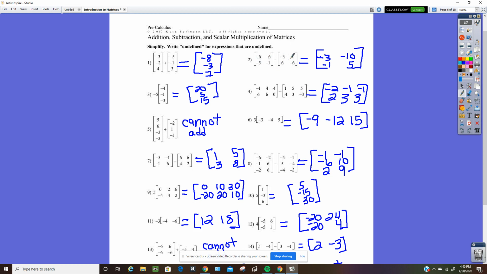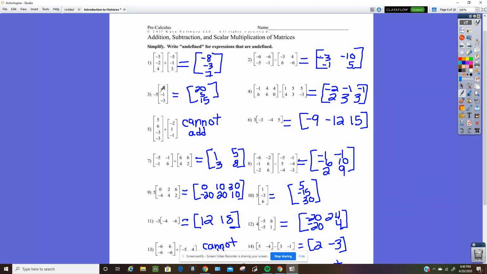Number 2, 2 by 2 minus a 2 by 2. So -6 minus a -3 is -3. 6 minus 4 is -10. -5 minus 6 is -1. -1 minus a -6 is +5.